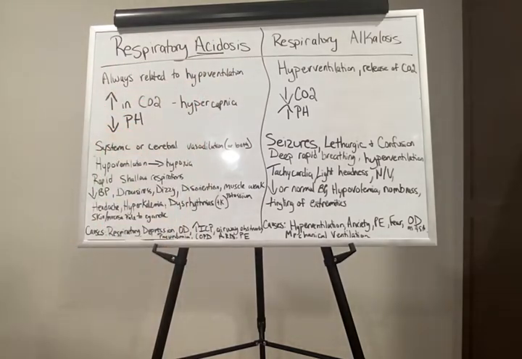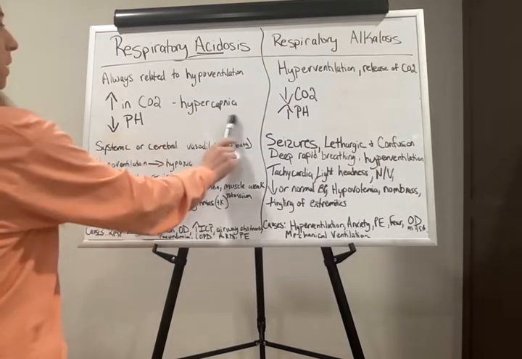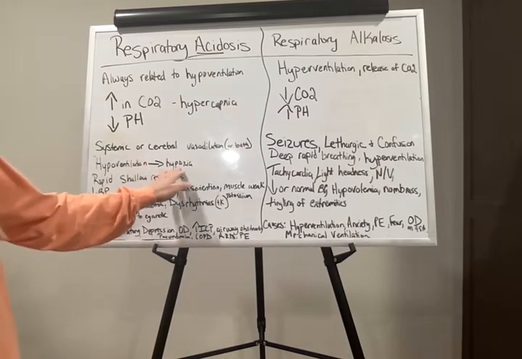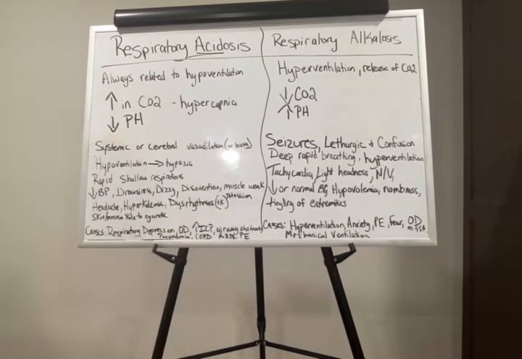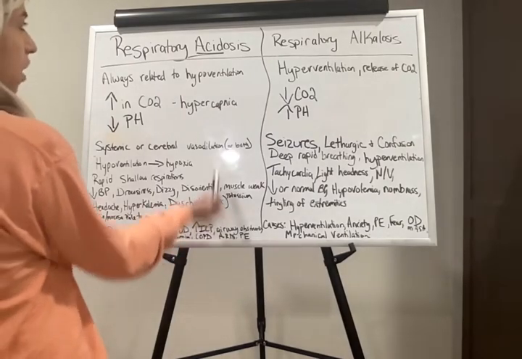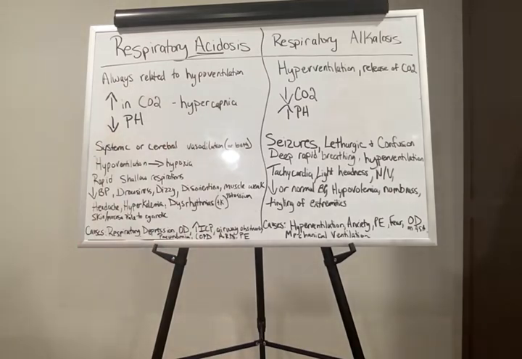When their CO2 is going to be climbing up, we refer to that as hypercapnia or hypercapnic patients. Systemic or cerebral vasodilation or both can occur. Once again, when hypoventilation occurs, hypoxia is going to be leading to that, right? They're going to have rapid, shallow respirations, a decrease of blood pressure, drowsiness, dizzy, disoriented, muscle weakness, headache, hyperkalemia, and dysrhythmias because of that increase of potassium. So dysrhythmias is going to be very common in patients with respiratory acidosis.